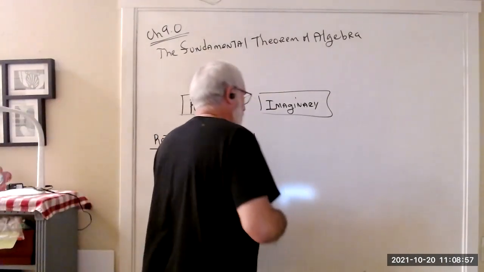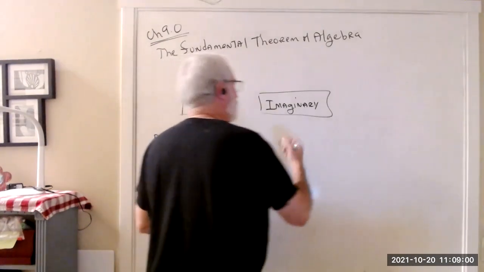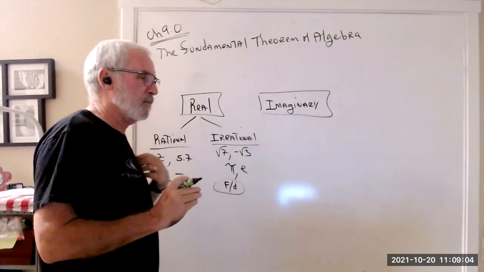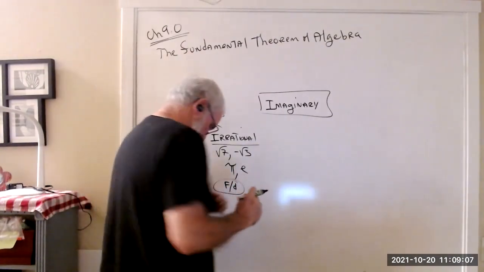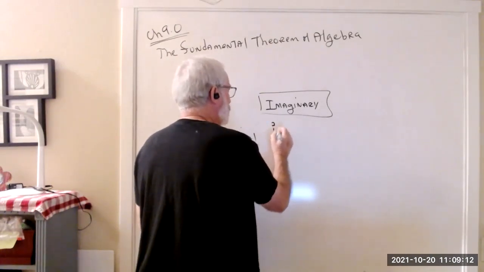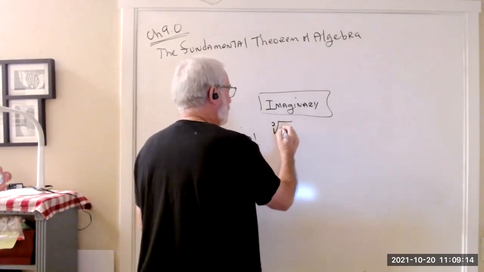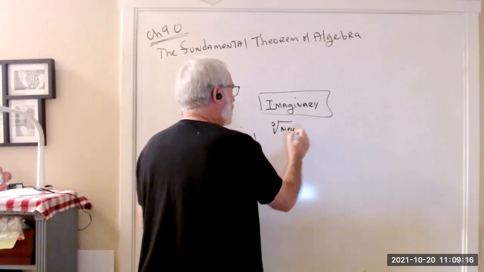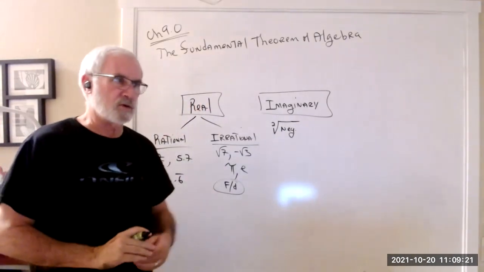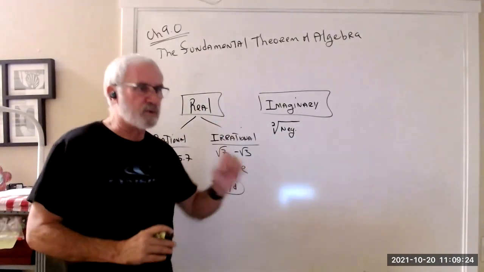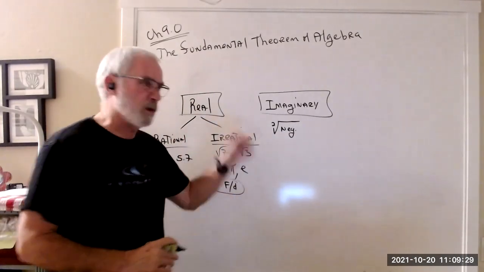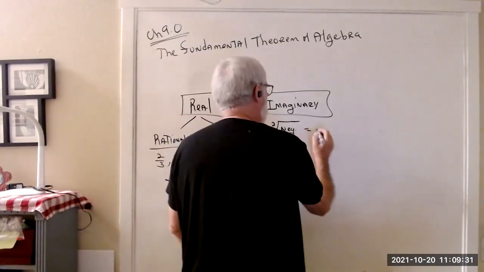Imaginary numbers come from the idea, and this is where, if you haven't been taking notes, you want to start taking notes right now. Imaginary numbers come from the idea that if we take the square root of a negative number, and this is only for square roots, not cube roots, not fourth roots, not fifth roots, only square roots, the square root of a negative number is imaginary.